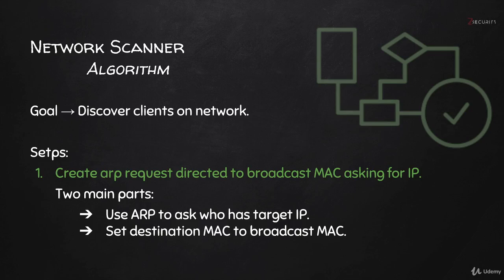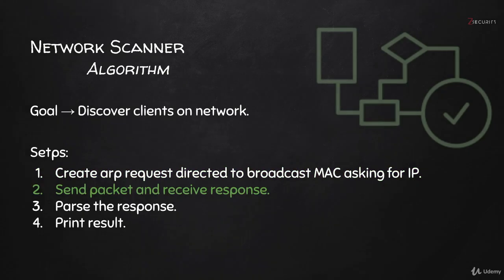Now we have the first step of our algorithm done. We created a packet that will be directed to the broadcast MAC address, so it's going to be delivered to all clients or computers on the same network. And it's going to ask for a specific IP, whatever IP that we use as the IP variable. Now it's time to move to the next step, in which we will try to send this packet into the network and wait for the response.